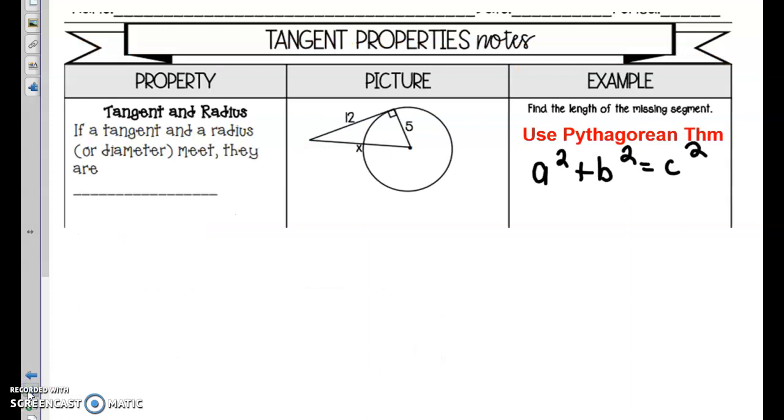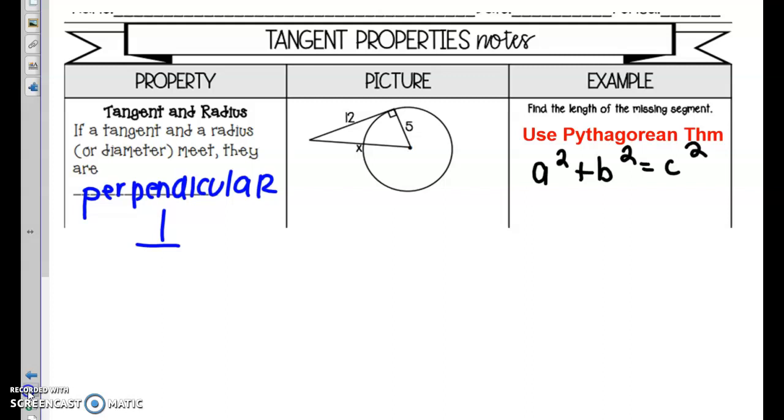Okay, so let's talk about some properties of tangents. First, let's talk about what is true when a tangent to a circle and the radius of a circle meet. So, if a tangent and a radius, or it could be a diameter, meet, because remember the radius is just half the diameter, that means if they intersect, then they are perpendicular to each other. Remember the symbol for perpendicular is an upside down T, and if they meet and they are perpendicular, they form a right angle, which is 90 degrees.